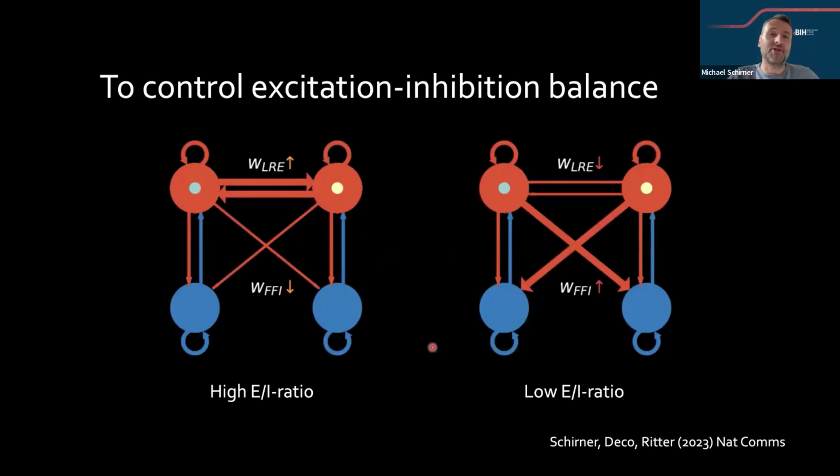control excitation inhibition balance. Excitation inhibition balance is an important topic in neuroscience and computational neuroscience, especially because it can be associated with so many cognitive functions and also pathologies. Here on the left-hand side, we see what a high excitation inhibition ratio means. There's strong connectivity between the excitatory populations, and only a little connectivity towards the inhibitory populations. And here we see what a low excitation inhibition ratio means. The inhibitory weight is very large, while the excitatory weight is very low.